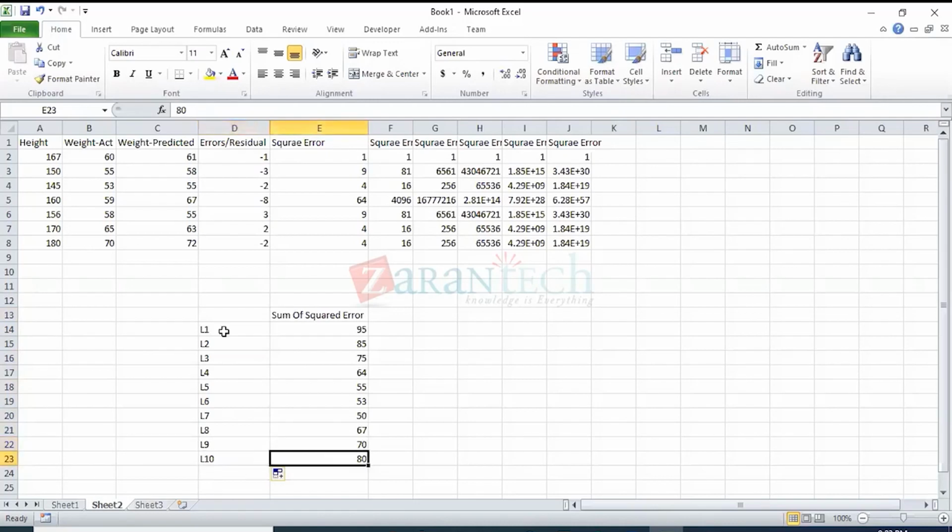So it will try to fit all the possible lines on the graph. After that, it will check for the least sum of squared error value. Here my least sum of squared error value is 50, so line 7. So line 7 is considered as my best fit line.